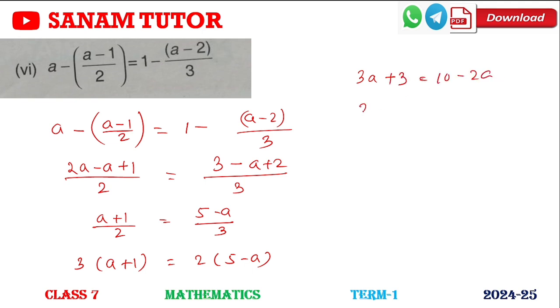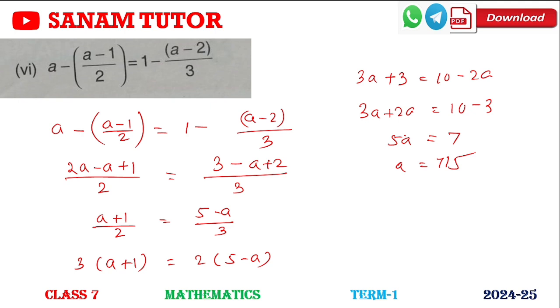3a plus 2a equal to 10 minus 3. 5a equal to 7, a equal to 7 by 5. If the question says prove or check, then how to solve? Now take LCM and take LHS and RHS.